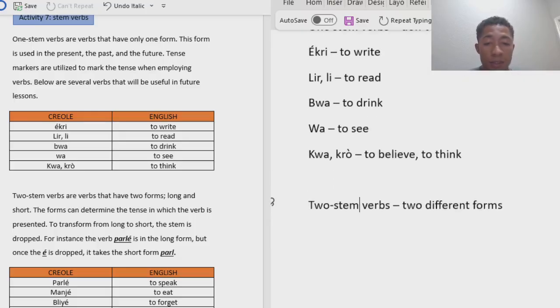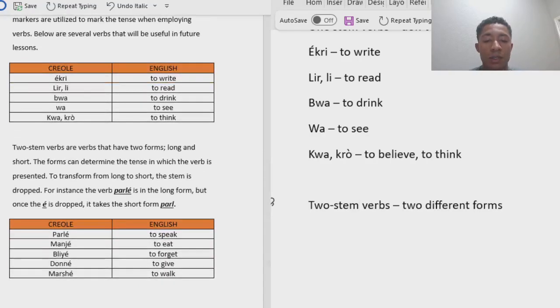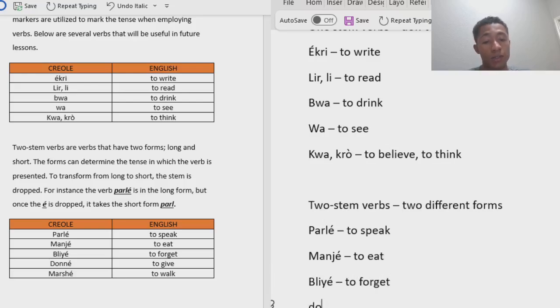Now for your 2 stem, on the opposite side, and let me see if I can scroll up. You have parler, to speak, manger, to eat. I think that says oublier, to forget. Donner, to give, and marcher, to walk.